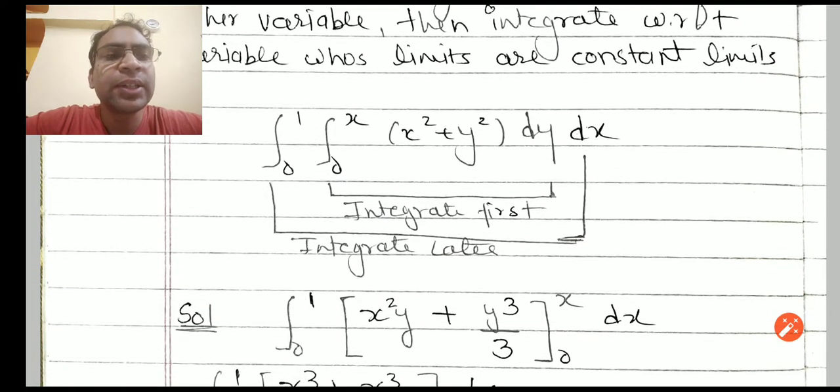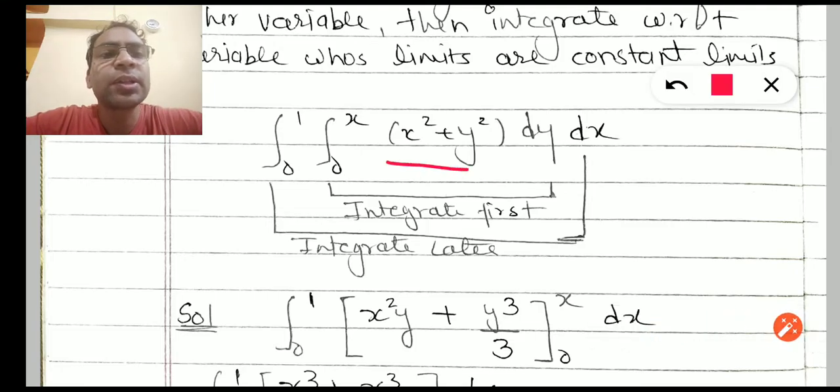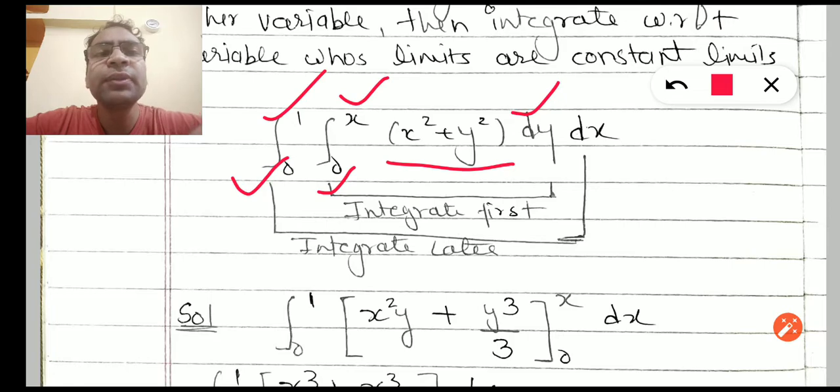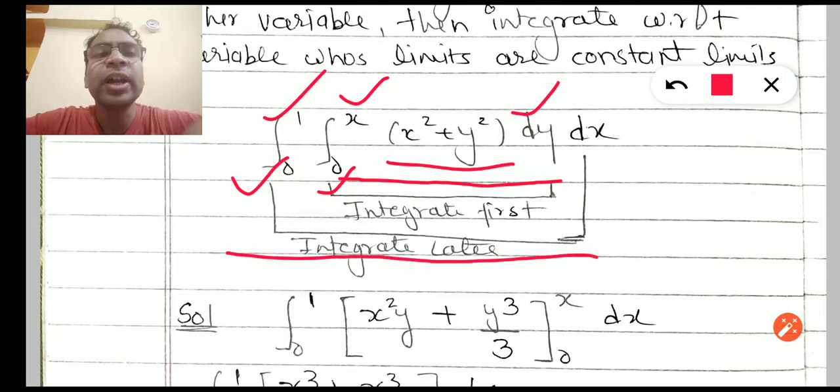So let's see an example here. x square plus y square is the function. The limits given 0 to x are the limits of y: y equal to 0 is the lower limit, and y equal to x is the upper limit. Then the constant limits 0 and 1 are the limits of x, so x equal to 0 and x equal to 1. First we will integrate with respect to y, for which the variable limits are given, and then we will integrate with respect to x, for which the constant limits are given.